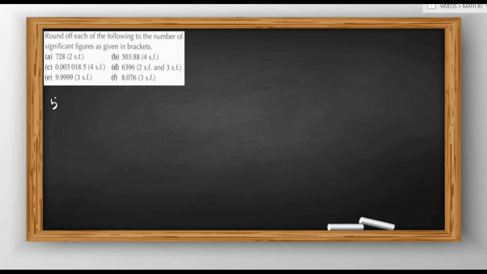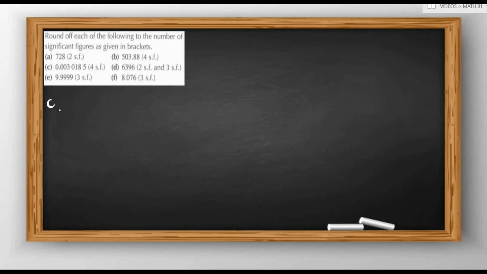Moving on to part B. In part B, the question is 503.88 to 4 significant figures. Now let's count the significant figures: 1, 2, 3 and 4. This means 503 would remain the same, and as you can see, the fifth number is bigger than 5. This 8 will become 9. So your answer would be 503.9.